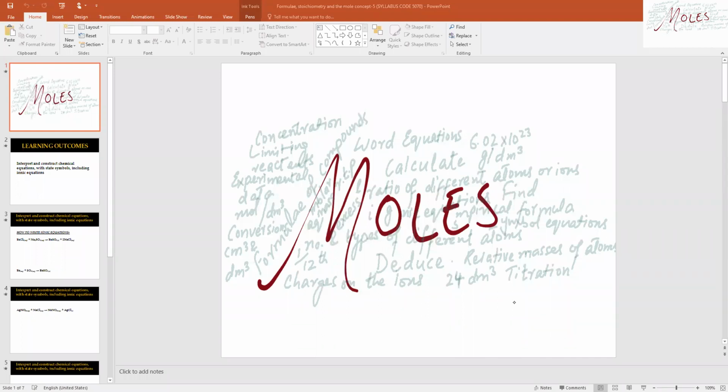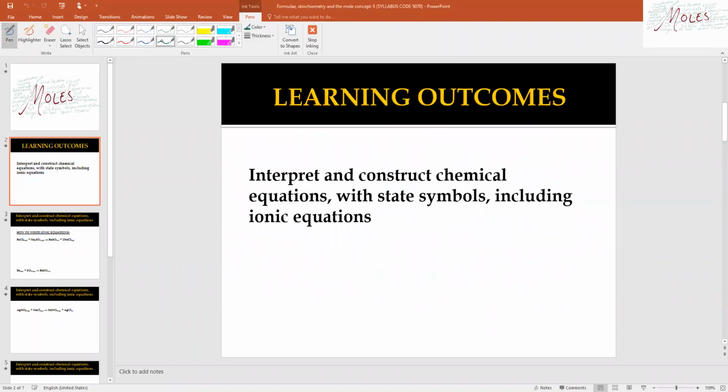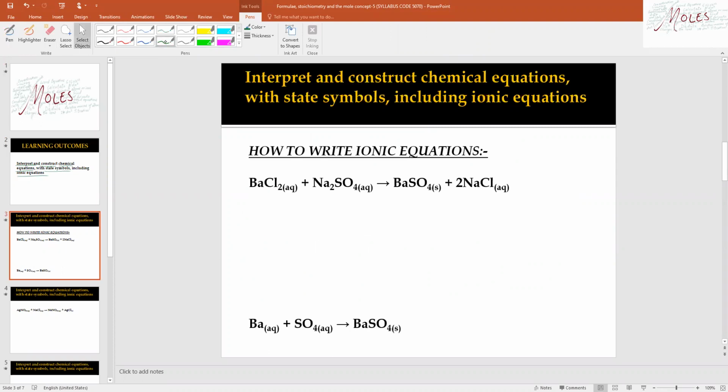This is Sir Ayaz. In this lesson, we will work out how to make ionic equations from reaction equations. The learning outcomes for this lesson are to interpret and construct chemical equations with state symbols, including ionic equations.